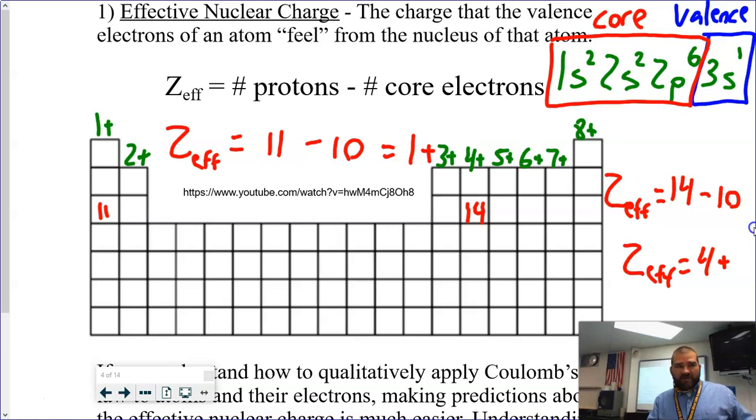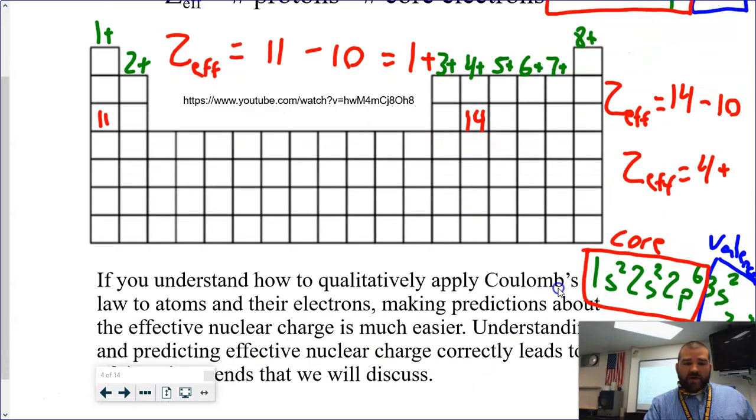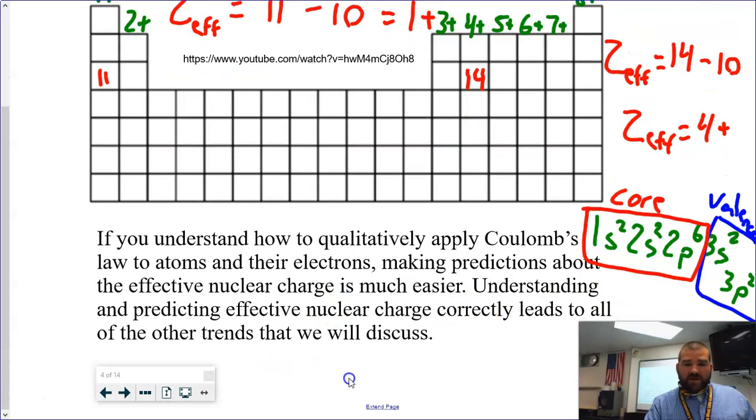I don't want to go on to the next one just yet. Effective nuclear charge, just to recap, is the attractive force that the valence electrons feel from the nucleus of that atom. You can generically calculate it by taking the total number of protons that atom has and subtracting off the core electrons. However, you don't really need to do the math because each column just successively goes up by 1 more.